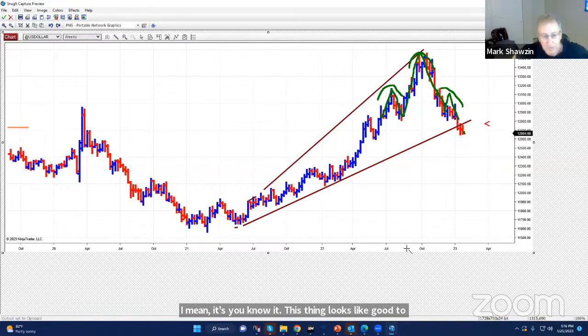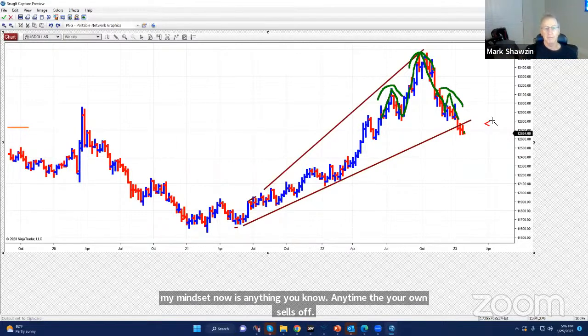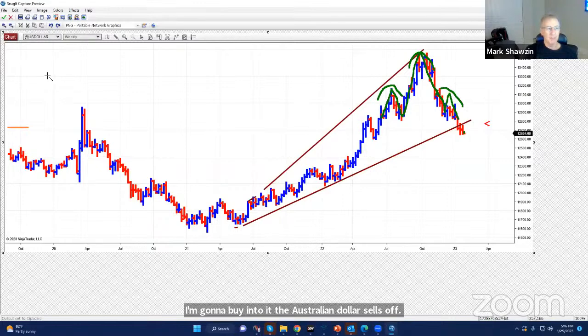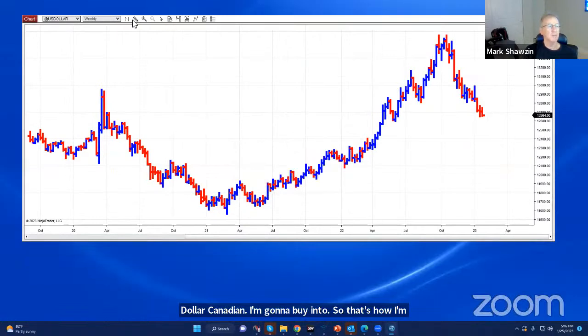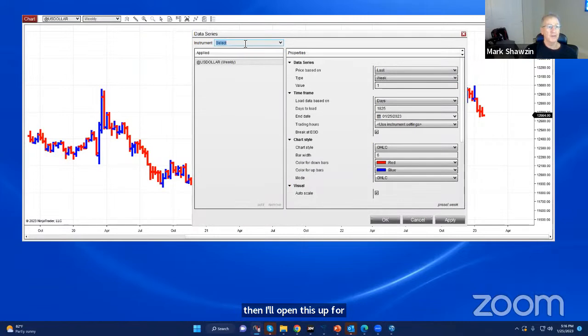So my mindset now is, anytime the euro sells off, I'm going to buy into it. The Australian dollar sells off, I'm going to buy into it. Dollar Canadian, I'm going to buy into it. So that's how I'm looking at the currency. I'll put this on top, and then I'll open this up for questions, and I'll finish it off.